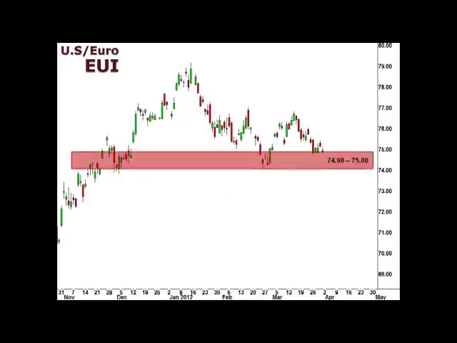Let's take a look at the EUI, the US dollar versus the euro. Well, the EUI held support at 75. A break above 75.5 is likely to yield a tradable move higher. We may see a move lower into the 74-75 focal zone this week. A break below 74 is likely to signal a continuation to the downside.